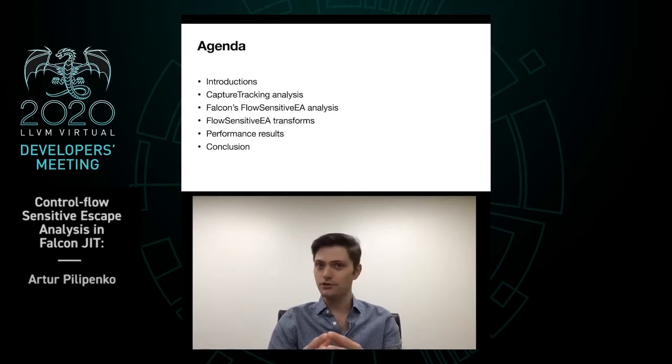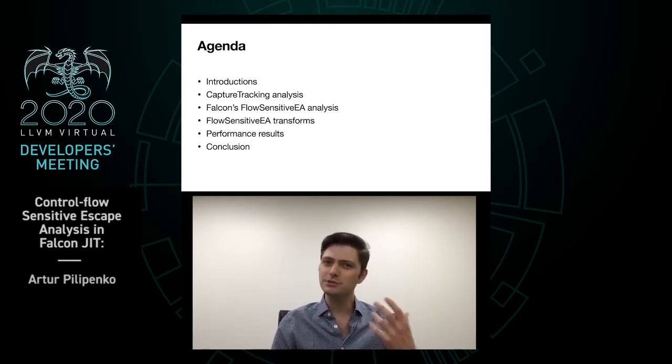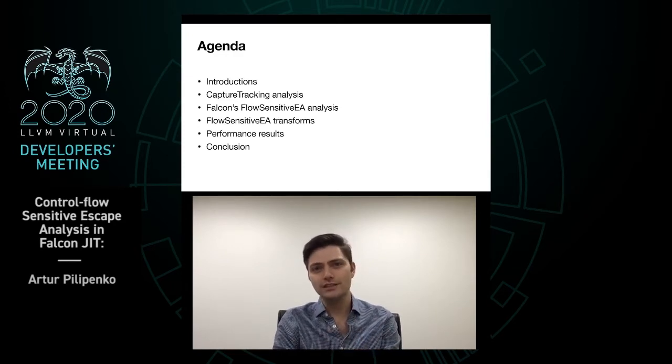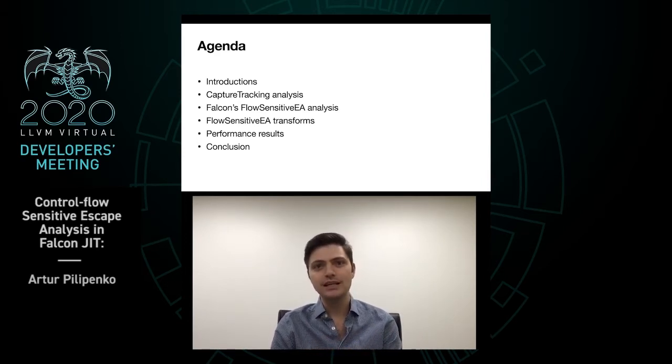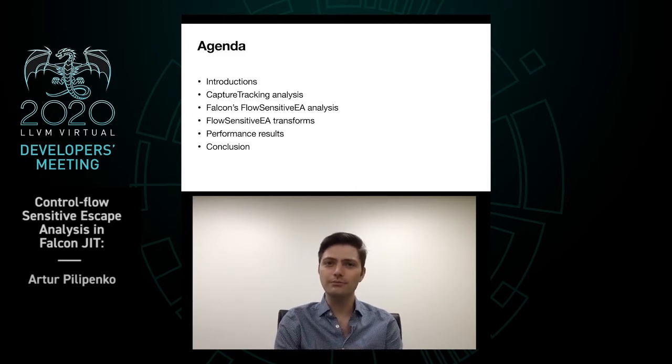We'll start with brief introductions. I will tell you what Falcon is, I will define terms, what is escape, what is capture, and I will explain why we care. Then we'll look at the existing capture tracking analysis, and I will tell you what was missing there, so we had to build an analysis on our own. Then I will present Falcon's flow-sensitive escape analysis, and we'll look at a couple of applications of this analysis. In the end, we'll look at performance results, and I will conclude at that.